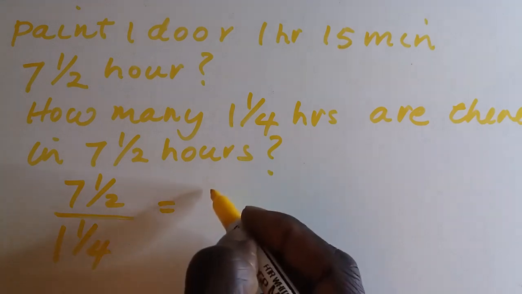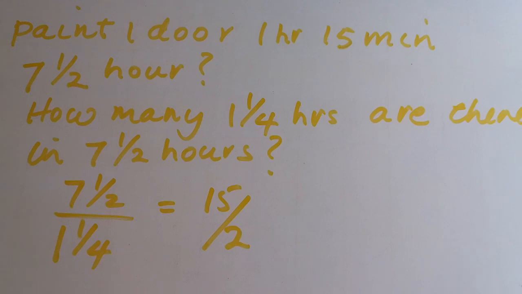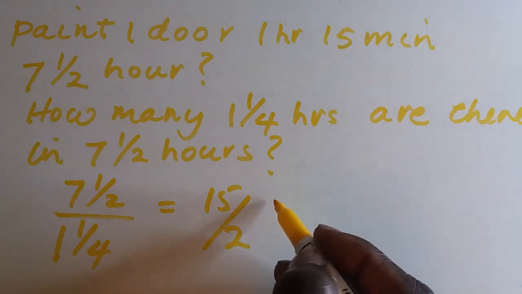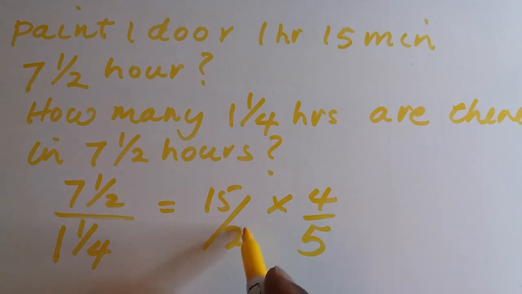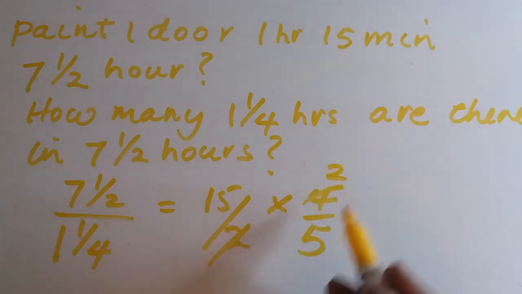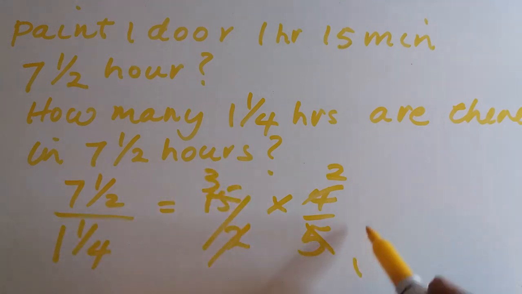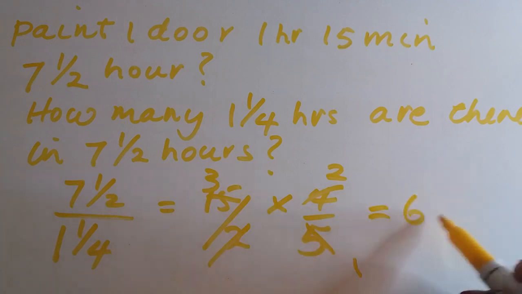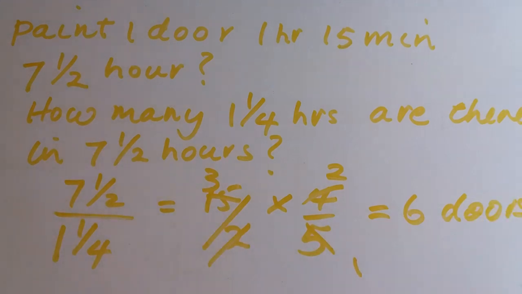Now 7.5 is actually 15/2. 1 1/4 is actually 5/4. If we're dividing, we can turn it into a multiplication, so we multiply by 4/5. And we can cancel diagonally here to get 2, and 5 into 15, we have 3. And that leaves us with the answer of 6 doors. So he can paint 6 doors in 7.5 hours.